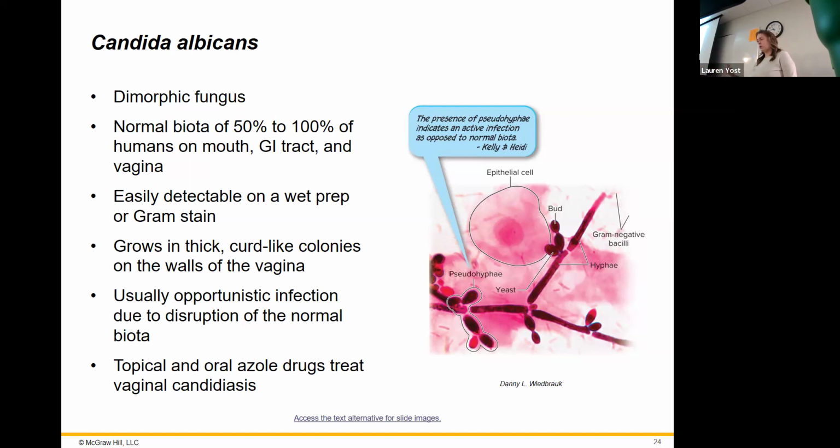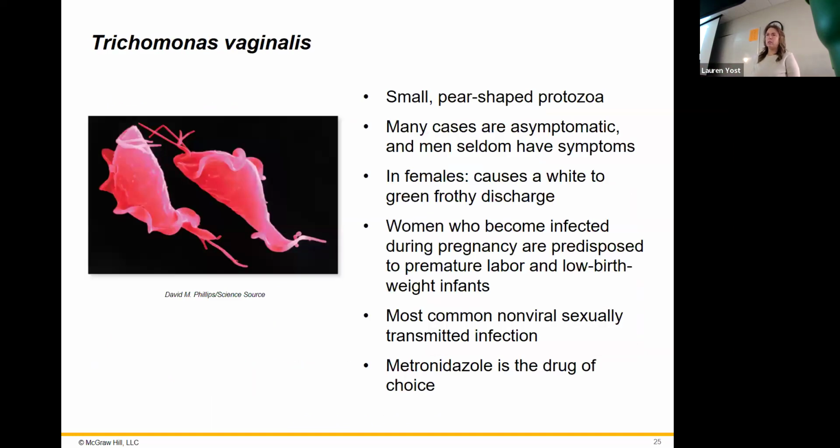Typically, miconazole is the one you can buy over the counter, like, well, what is it? Miconazole is, I can't remember what it's called. Monistat, there you go, thank you. And that sort of medication.